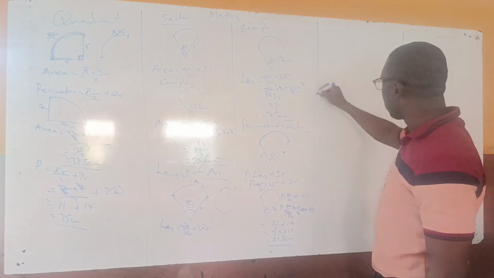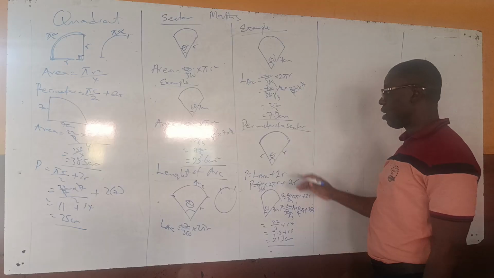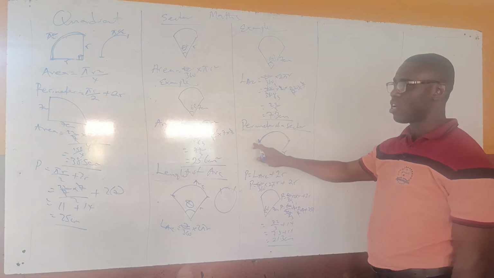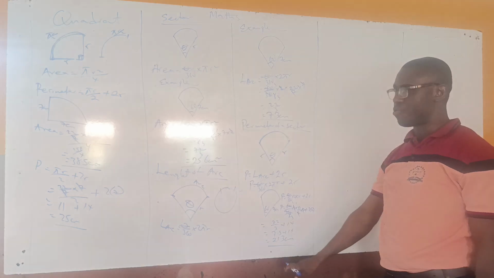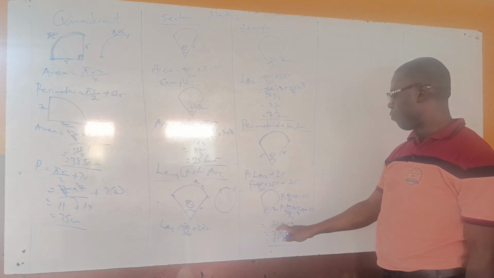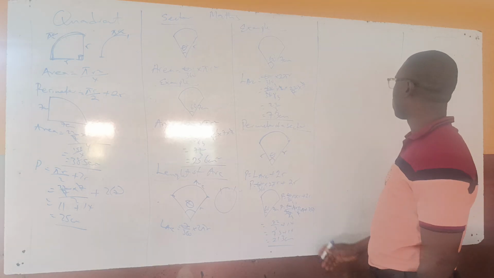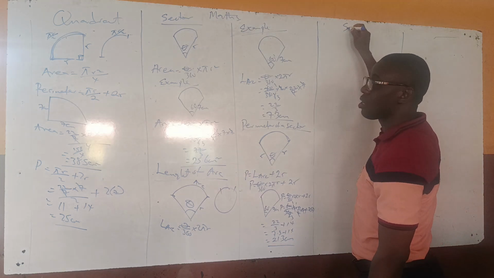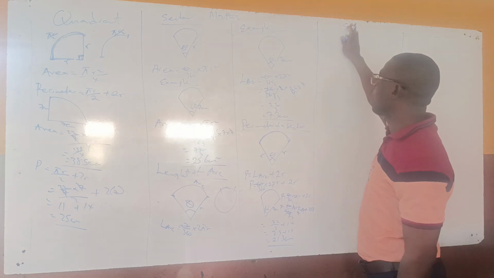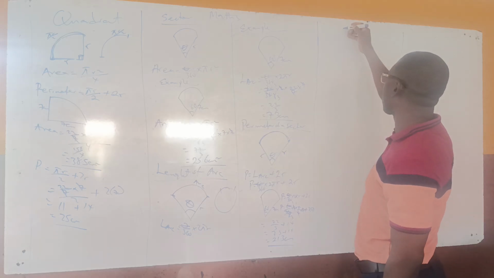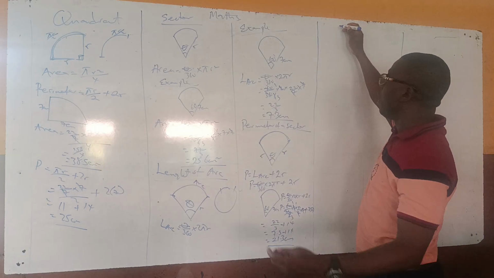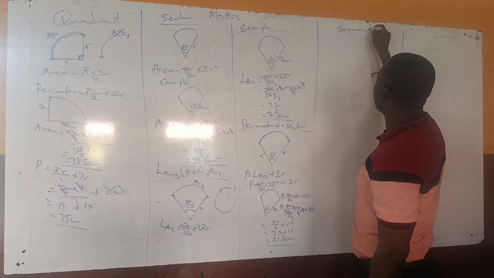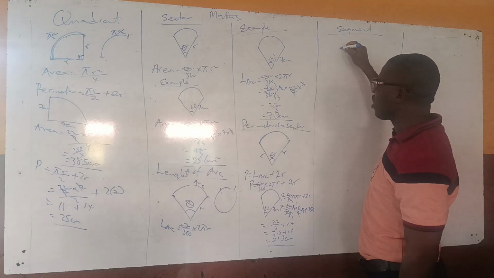We then move on to what? That's the perimeter of the sector, right? That's arc plus what? 2 radius. Okay? Arc plus 2 radius. We then move on to segment. What's the segment? Length of chord. Okay, length of chord. Alright, let's do segment first. Segment is actually like this.